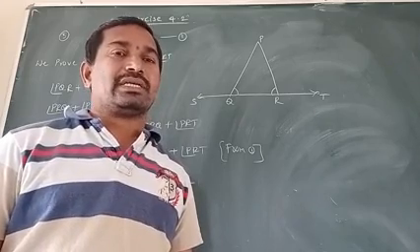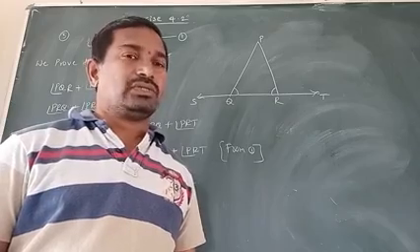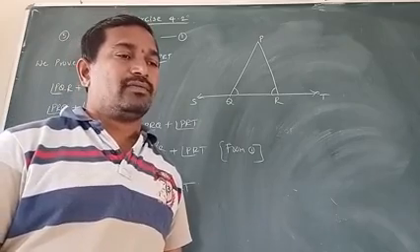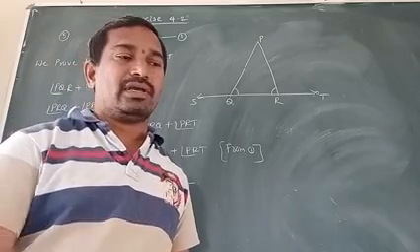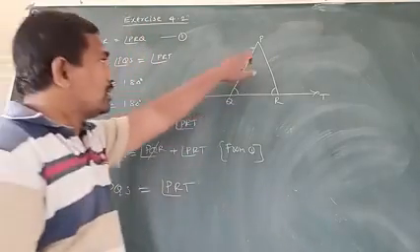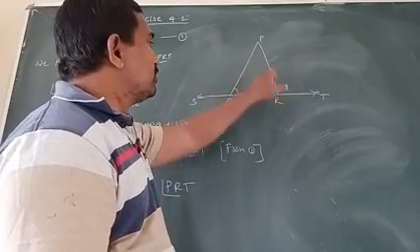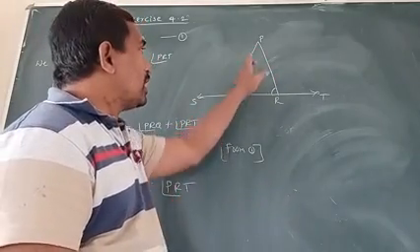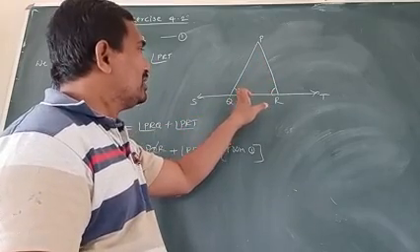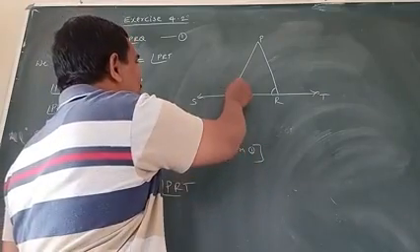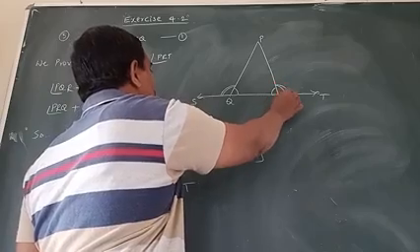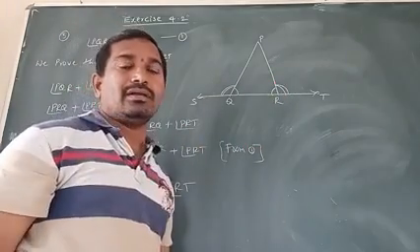See, we are discussing lines and angles. Exercise 4.2. See the fifth problem. First open your book and see the fifth problem. In the given figure, angle PQR equal to angle PRQ. These two angles are equal. Then show that angle PQS equals angle PRT.